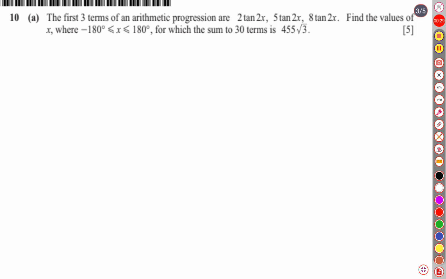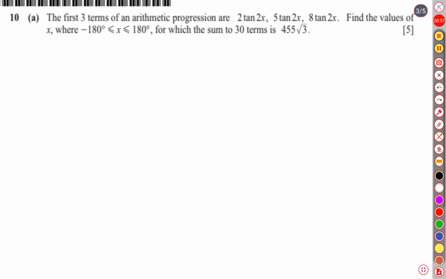Let's read the question. The question says the first three terms of an arithmetic progression are 2 tan 2x, 5 tan 2x, and 8 tan 2x. Find the values of x, for which the sum to 30 terms is 455 square root of 3, where x lies from negative 180 until 180.